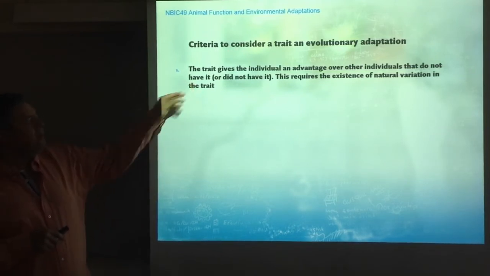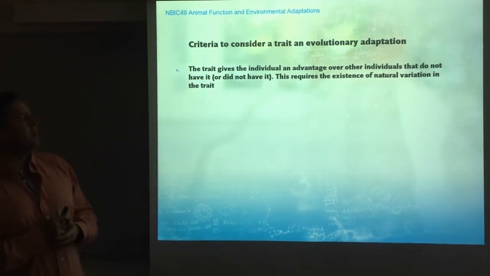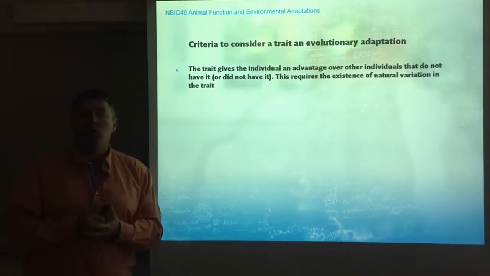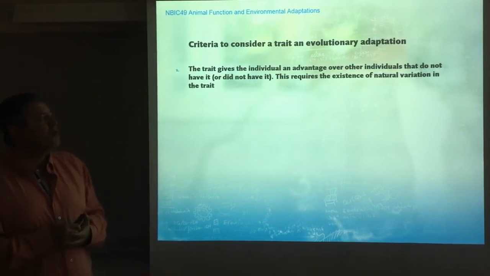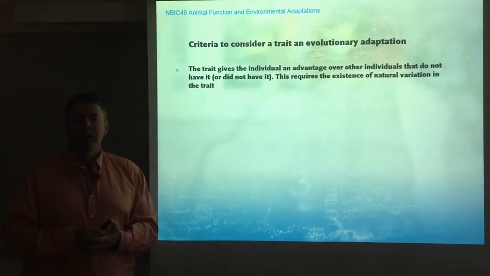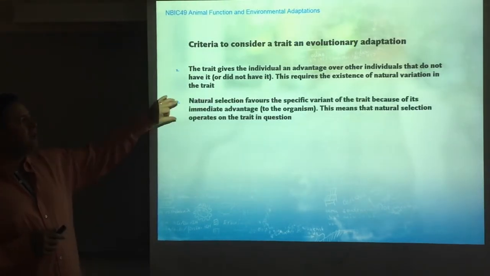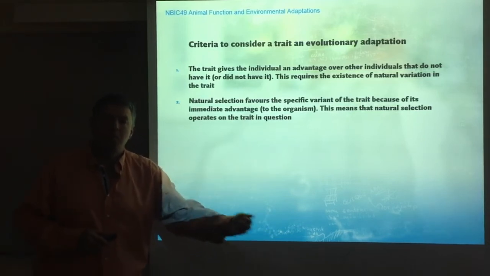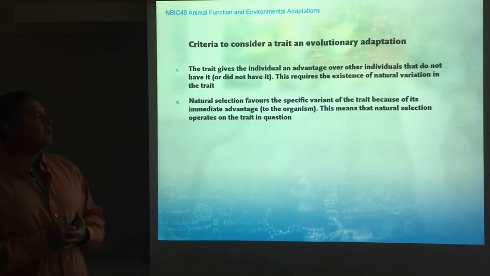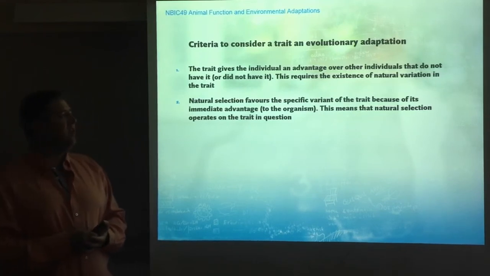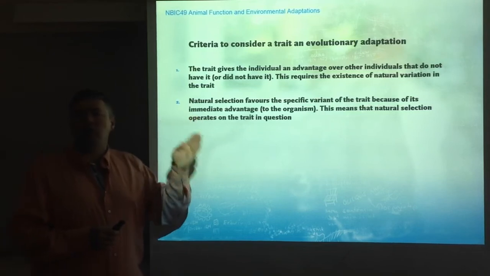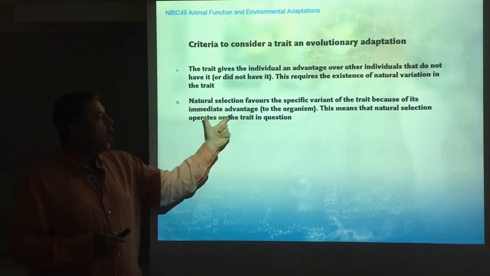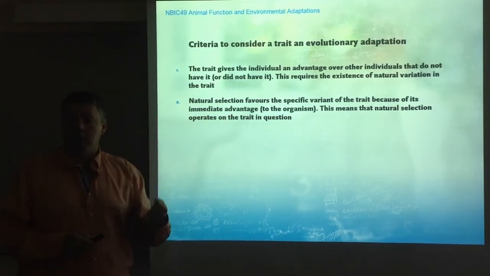The first criterion is the immediate benefit criterion. Essentially, the trait gives the individual an advantage over other individuals that do not have that trait. Of course, there has to be natural variation on that trait. The second criterion is that natural selection has to favor the favorable, or the good, variant of the trait because of the immediate advantage it gives. This means that natural selection operates on the trait in question. So, immediate benefit, natural selection operating on the trait.